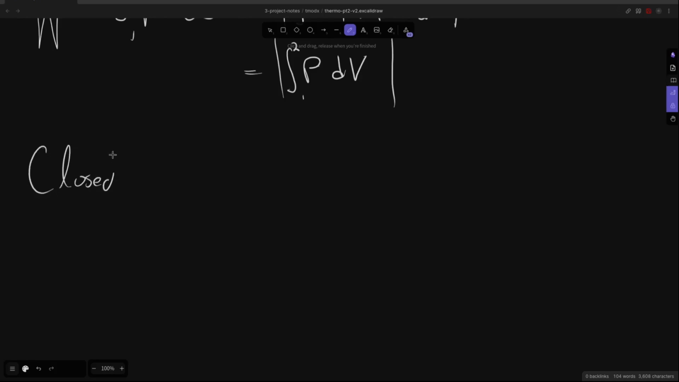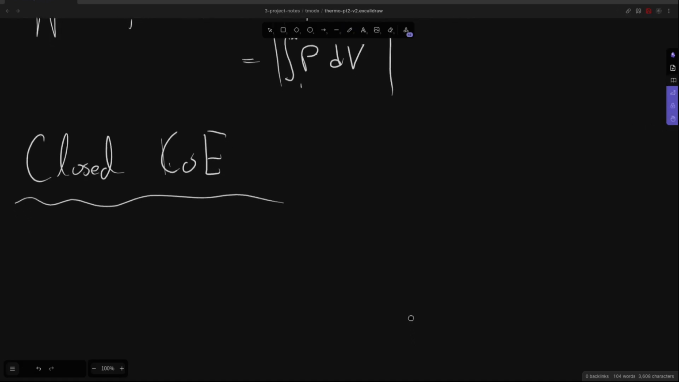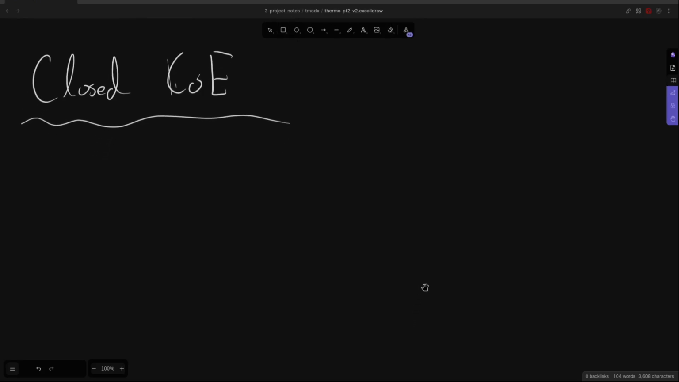Closed conservation of energy. This is also true for an open system. It just will also have mass transfer. That's not a great way of saying this. If we don't have mass transfer, this is a true statement. Otherwise, we can have changes in energy from mass transfer.